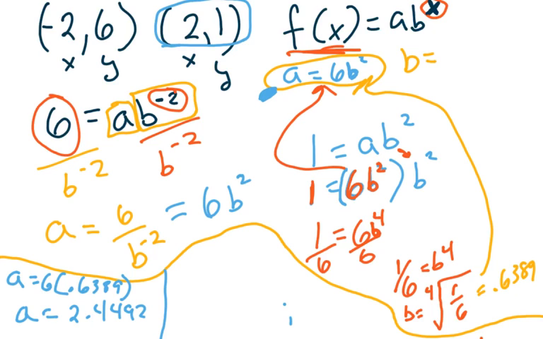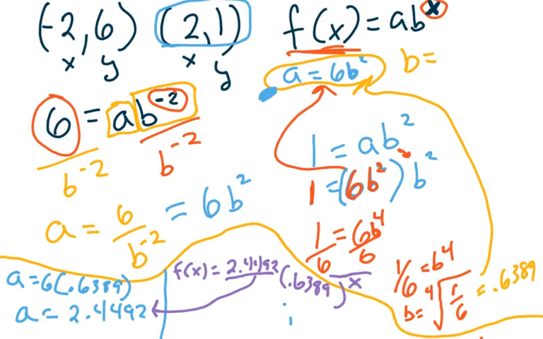All right. So now when we finish this all off, we got our f of x is equal to 2.4492 times, remember, that was our a part from here, times what's our b, which is 0.6389, and all that to the x. All right, so we have our new formula right here.